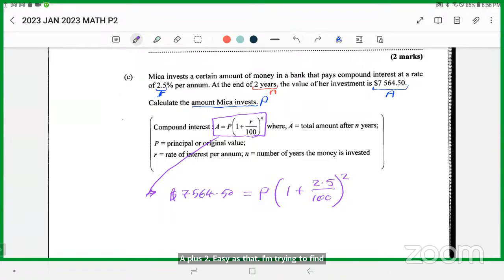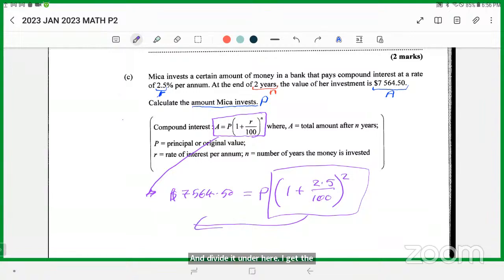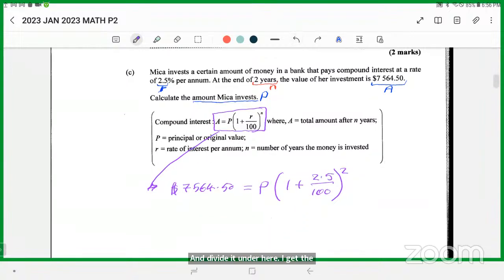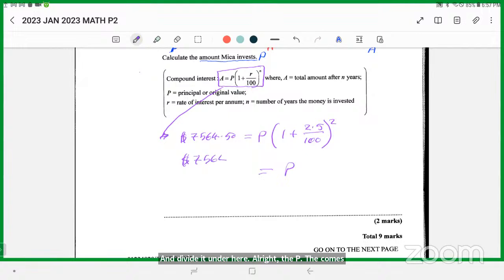I'm trying to find P. So it's very simple. Let's take all of this and divide it under here, and you get the P. So the P becomes equal to this amount, 7,564.50 over all of this. I don't even have to work it out. I'm going to put everything in the calculator.